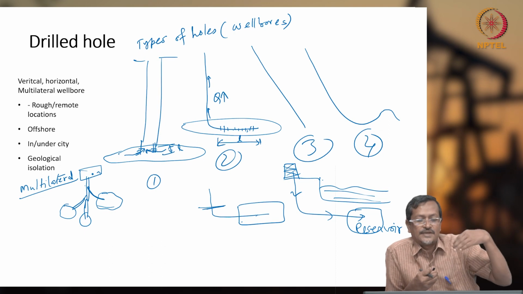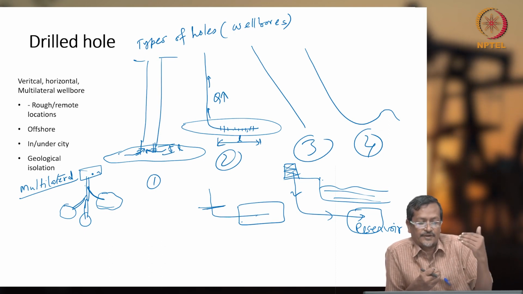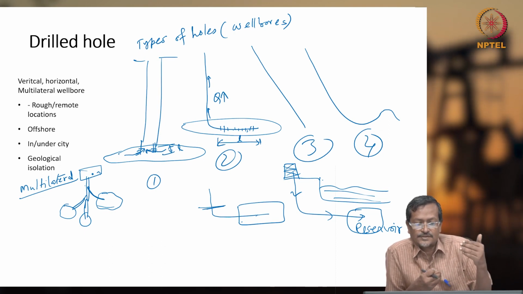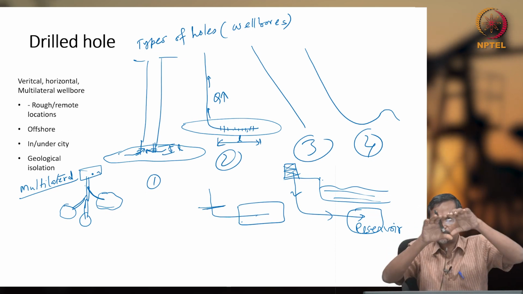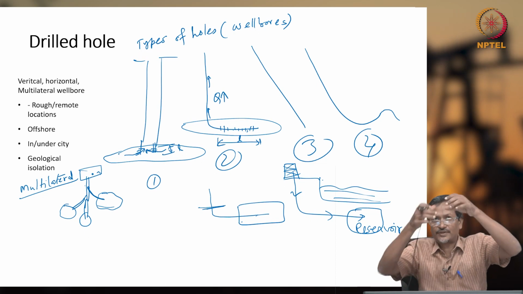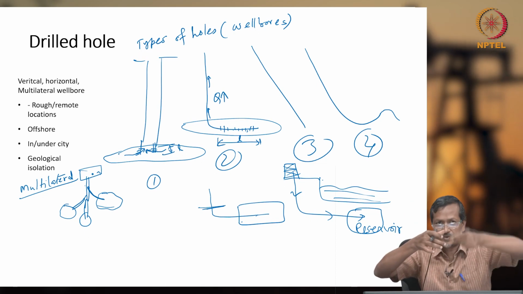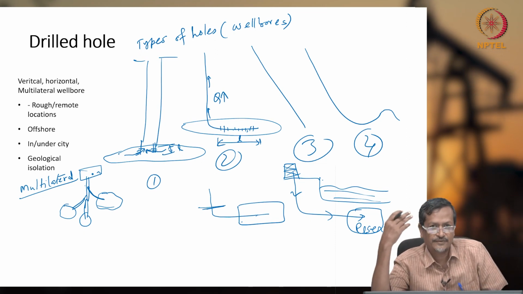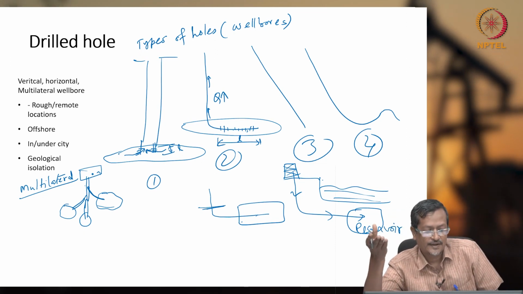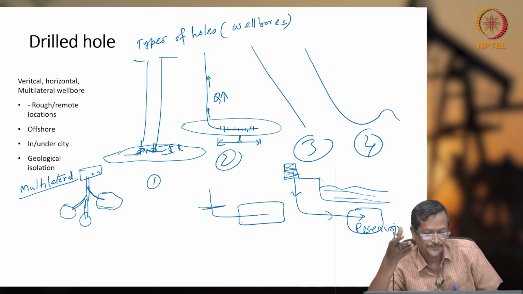Again, sometimes you do selective perforation, selective drilling. In that case, what happens? You have multiple layers of reservoir: one reservoir for gas, one for oil. So you drill a hole, and you put one pipe for gas, one pipe for oil. So they make different types of holes, horizontal, vertical, and again they will make multilateral also.